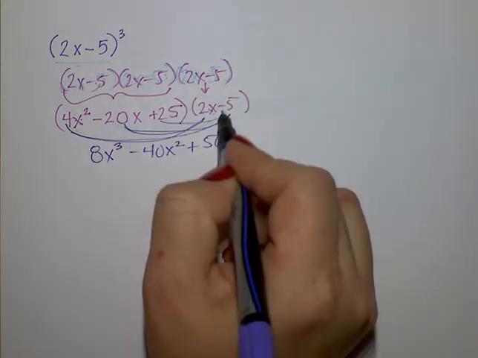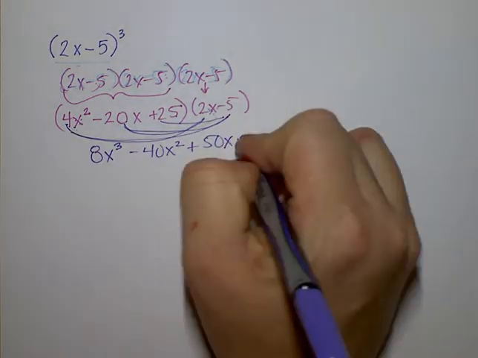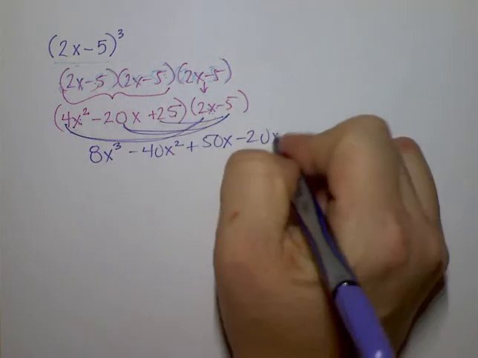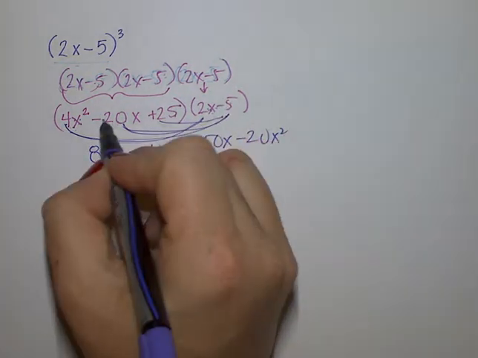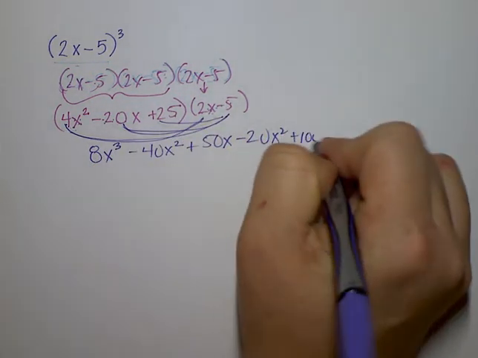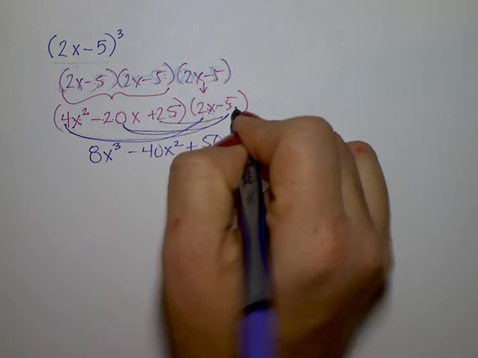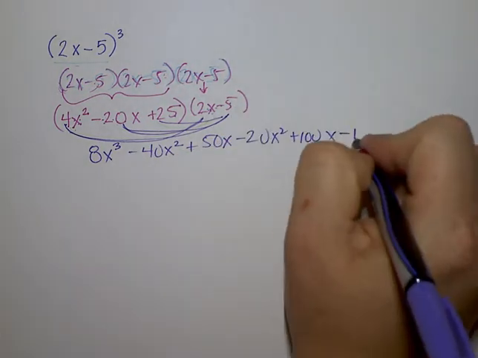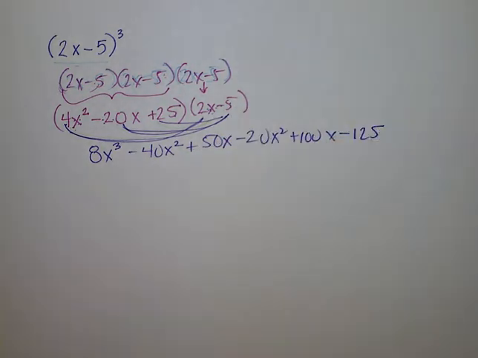So negative 5 times 4 is negative 20. Attach the x squared. Negative 5 times negative 20 is 100. Attach the x. And negative 5 times positive 25 is negative 125. Okay, let's combine like terms.